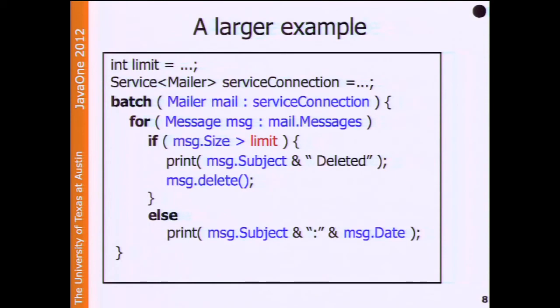Okay, so let's scale this thing up. Now I want to talk to a mail server with a bunch of messages and put a loop into my script, into my batch. So this is going to say, connect to a mail server, and for every mail message in the messages on the server, if the size is greater than some limit, then print out the subject and say that it was deleted, and actually delete it, and otherwise print out the message and the date. Okay, so the idea here is that this is surrounded in a batch, which means that the whole thing has to execute in exactly 1 round trip to the server.